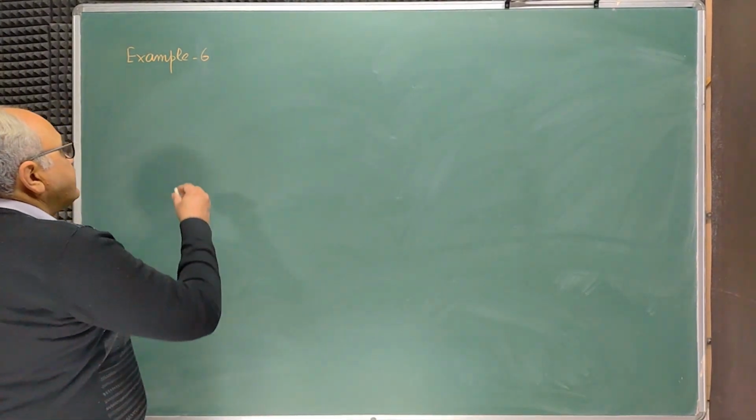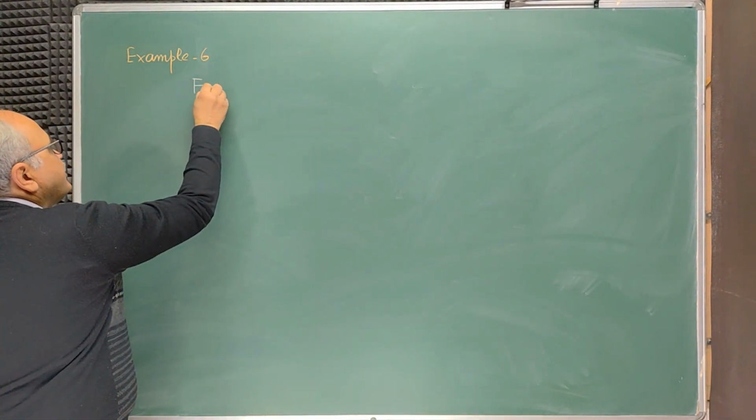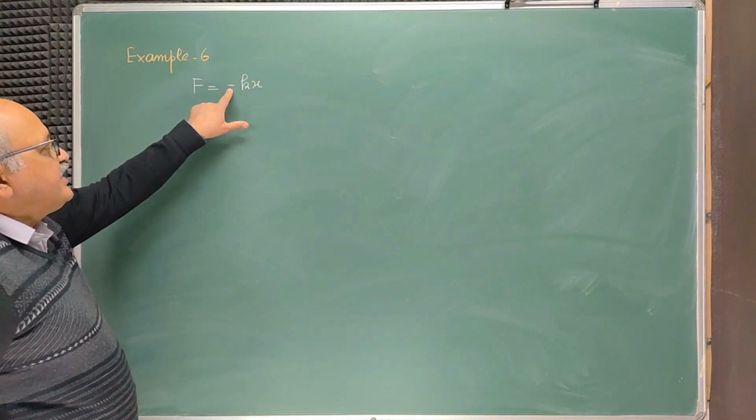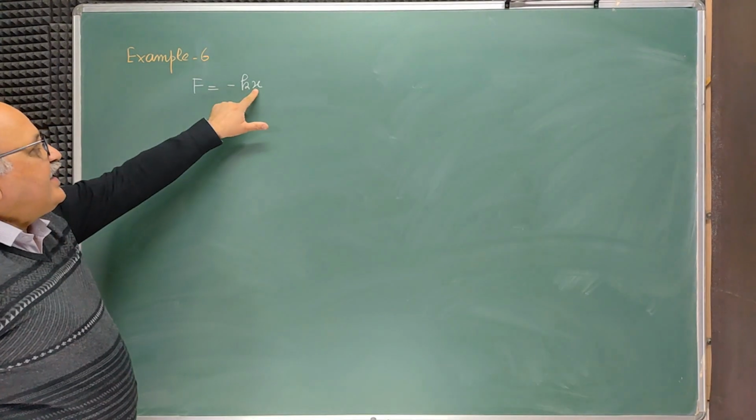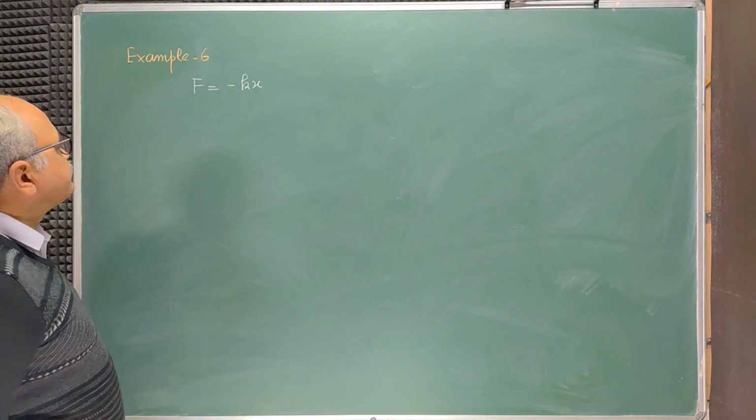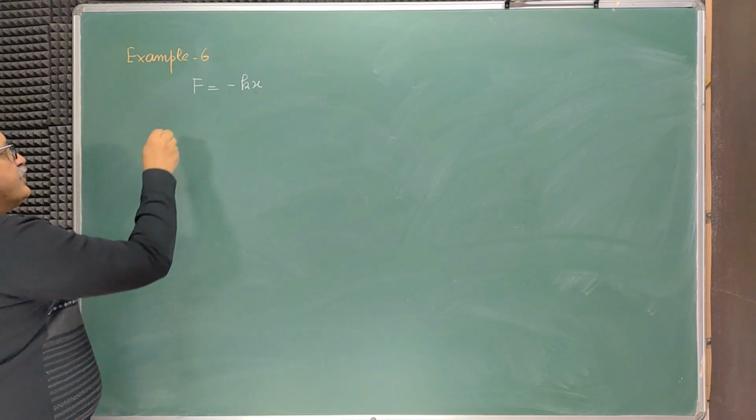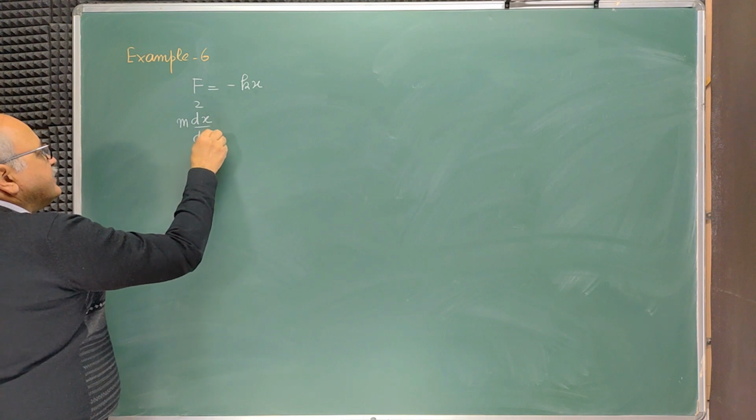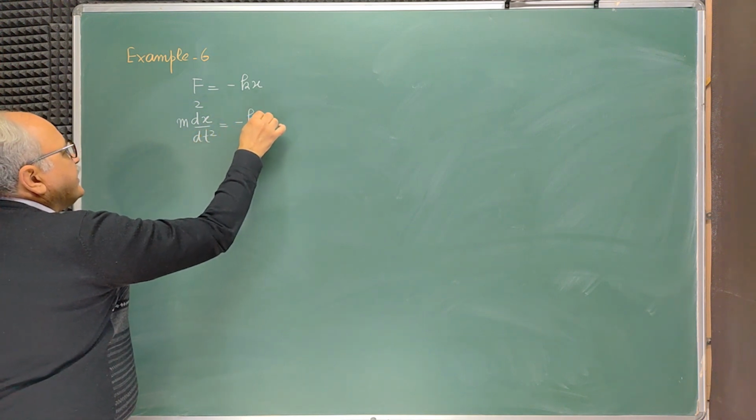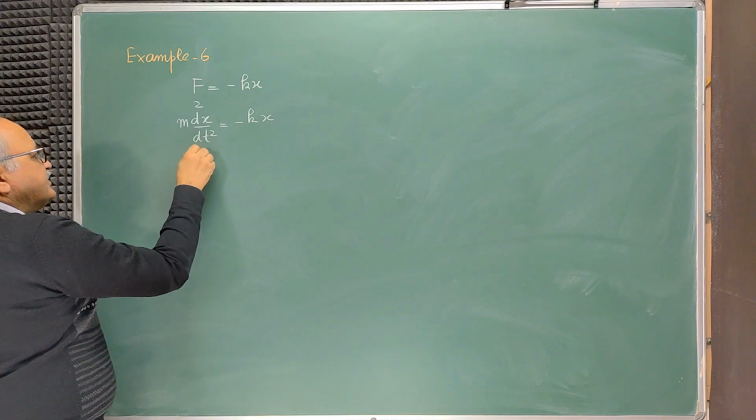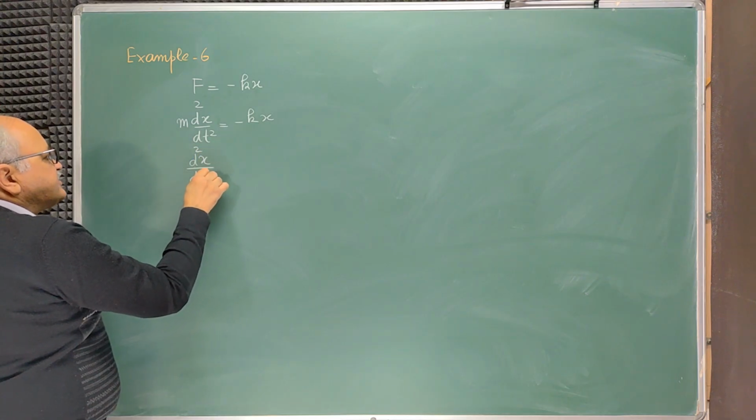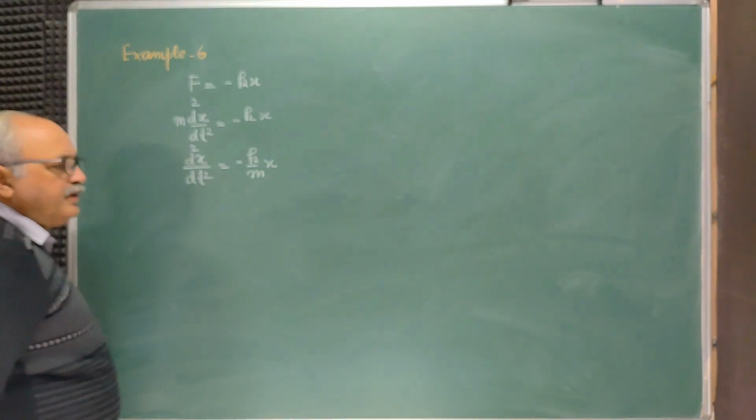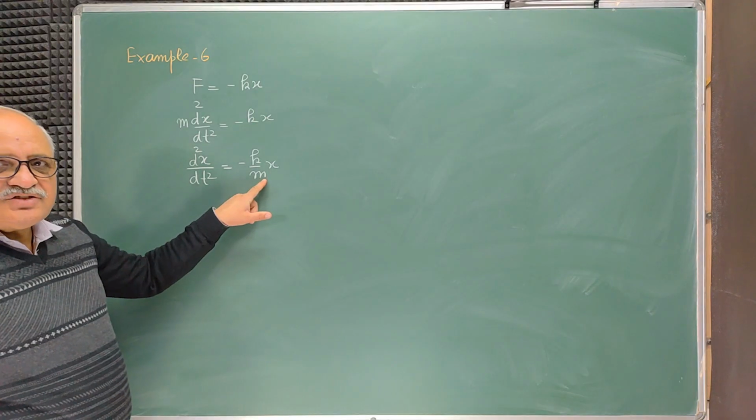So we can make a statement that the force is equal to minus a constant K times X. The negative sign is indicating the restoring nature of the force, and X is the displacement from the mean position. From Newton's laws of motion, we can write force as m d square x over dt square. This equals minus k x, or we write this as d square x over dt square is equal to minus k by m x. K is the force constant and m is the mass of the oscillator.